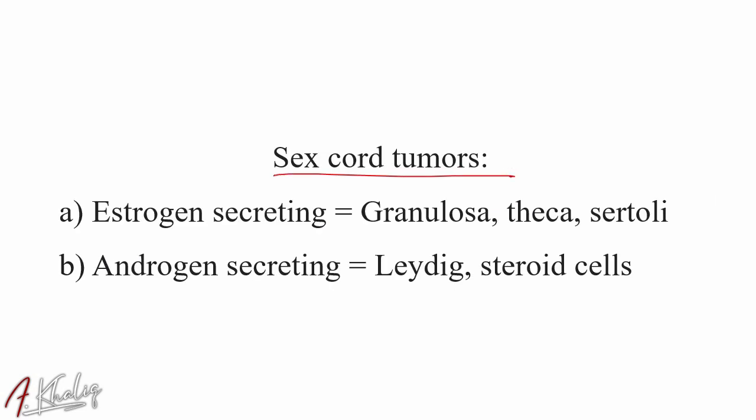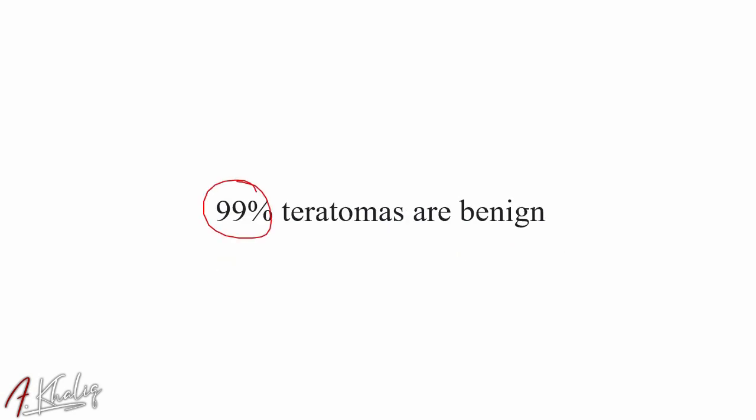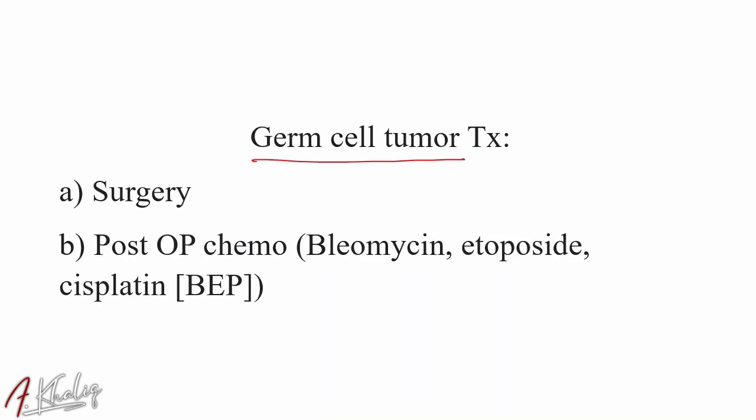Sex cord tumors can be estrogen secreting or androgen secreting. Now, the estrogen secreting sex cord tumors are granulosa, theca, and Sertoli cells, and the androgen secreting sex cord tumors are Leydig and steroid cells. 99% of teratomas are benign and 1% are malignant. Now, what is the treatment for the germ cell tumors? You can go for the surgery and post-op chemotherapy, which includes bleomycin, etoposide, and cisplatin, which is just BEP.